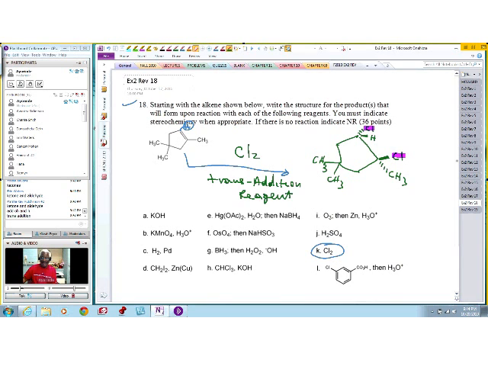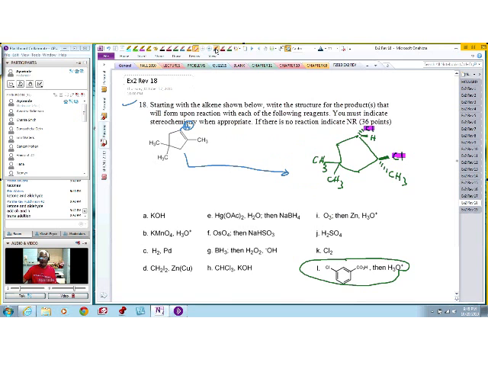Okay, and finally, this here. What does this reagent do? M-chloroperbenzoic acid, followed by hydronium ion. Keep in mind the M-chloroperbenzoic acid by itself will give epoxide.